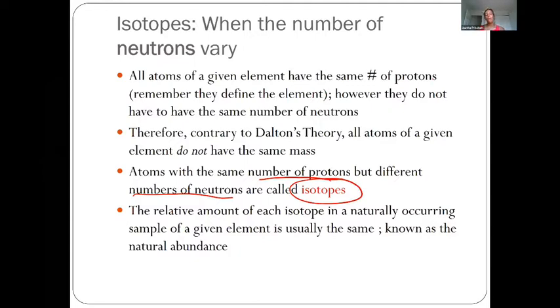Now, the relative amount of each isotope in a naturally occurring sample of a given element is usually the same, and we know this as the natural abundance.